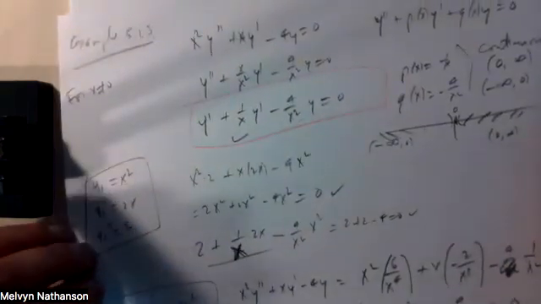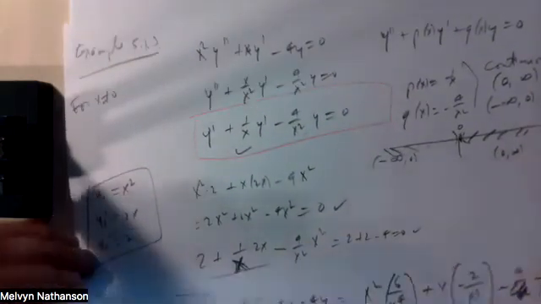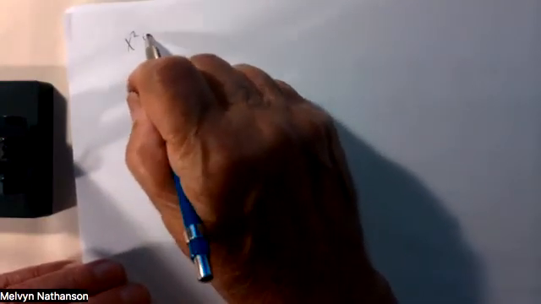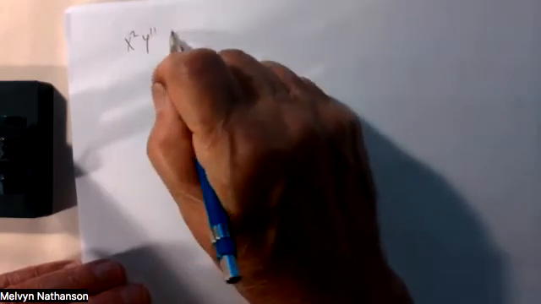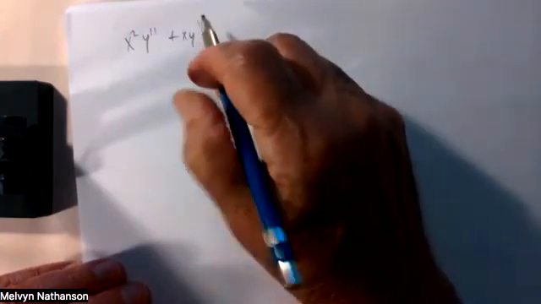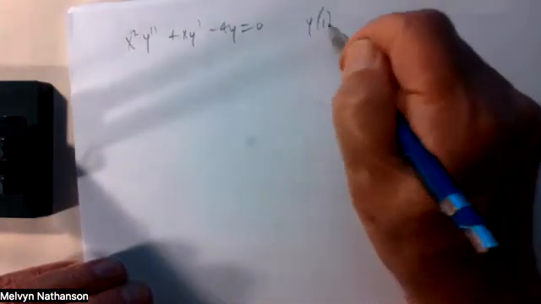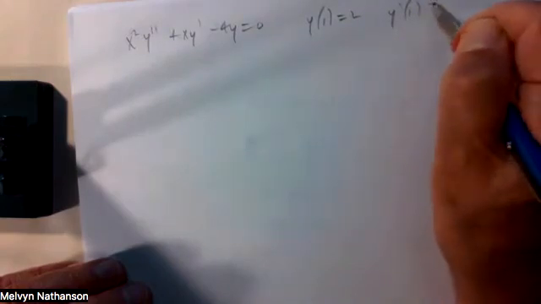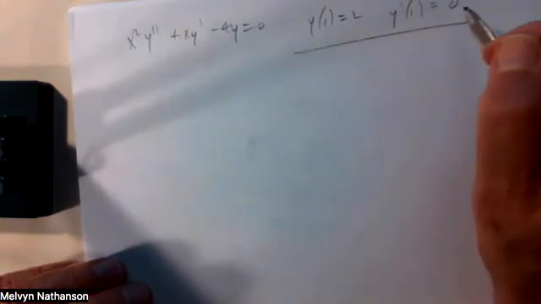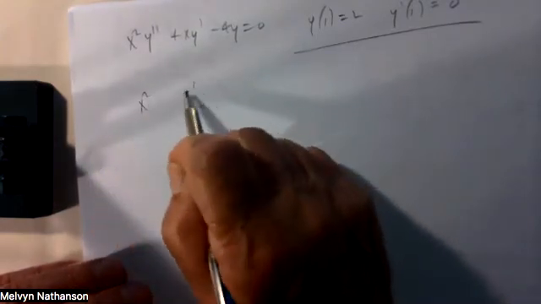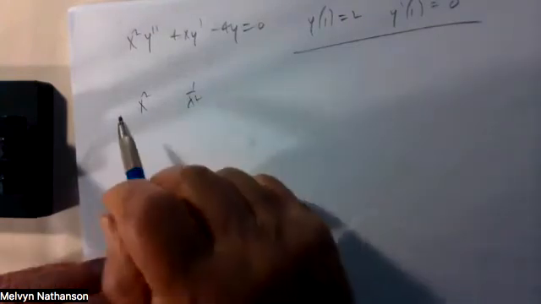So suppose we have this differential equation and the following initial value problem. So this was my differential equation, x squared y double prime plus xy prime minus 4y equals 0. And I want y of 1 to be equal to 2 and y prime of 1 to be equal to 0. These are my initial conditions.